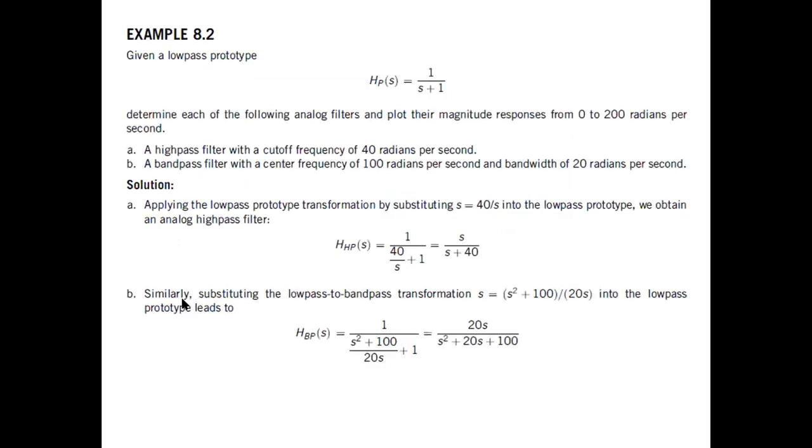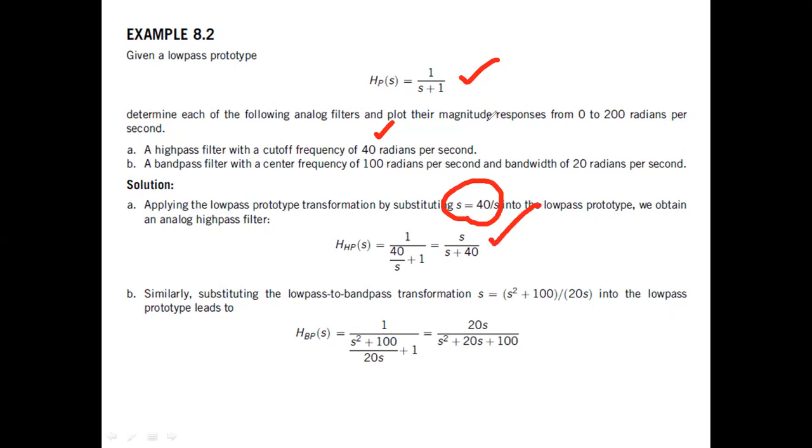Here you can see a simple example. A low pass filter prototype has been given. Now we want a high pass filter with a cutoff frequency of 40. We simply replace S by 40 divided by S and substitute in the formula. And there we get our high pass filter.